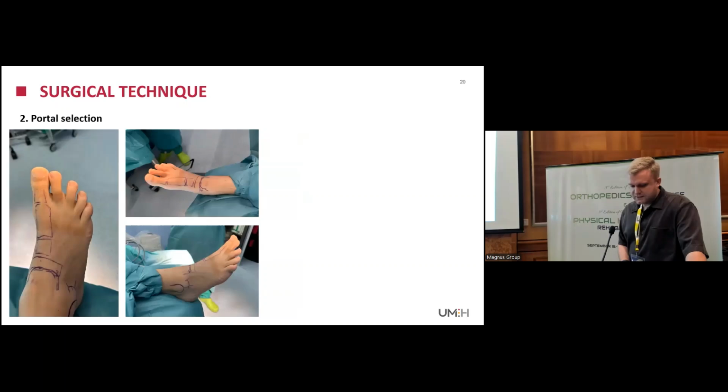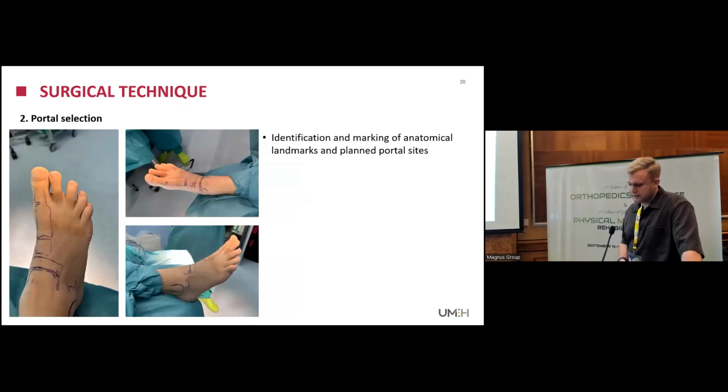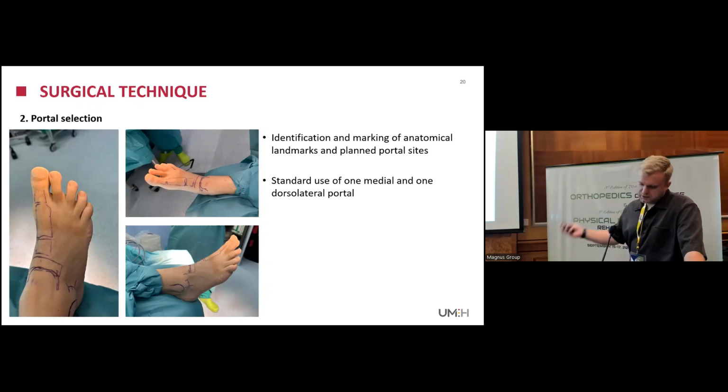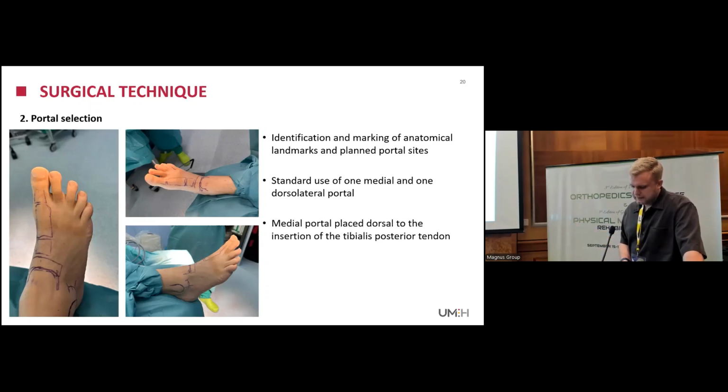So the second step is to select the portals. You identify and mark your anatomical landmarks for planned portal sites. Usually we do 2 portals. One is located at the medial and one at the dorsolateral aspect of the foot. For the medial portal, you have to keep in mind that you have to place it dorsal to the insertion of the tibialis posterior tendon.